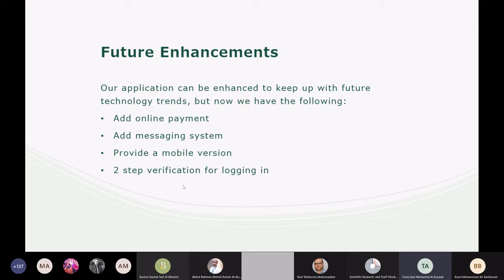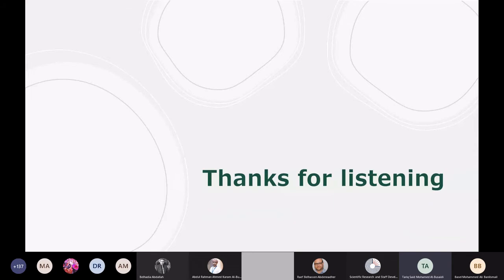And to provide a two-step verification for logging in, which is safer because, for example, if your email was leaked, no one will have access unless you have two-step, which is confirming your identity via your phone number and email. And thank you for listening.